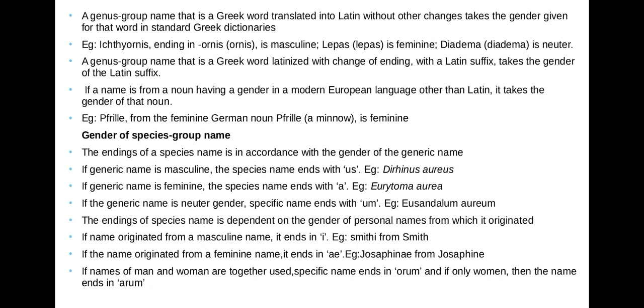The endings of species names are in accordance with the gender of the generic name. If the generic name is masculine, the species name ends with us. If the generic name is feminine, the species name ends with a. If the generic name is neutral gender, the specific name ends with um. The endings of species names also depend on the gender of personal names from which they originated. If the name originated from a masculine name, it ends in i. If the name originated from a woman's name, it ends in ae. If names of men and women are used together, specific names end in orum, and if only women, then the names end in arum.